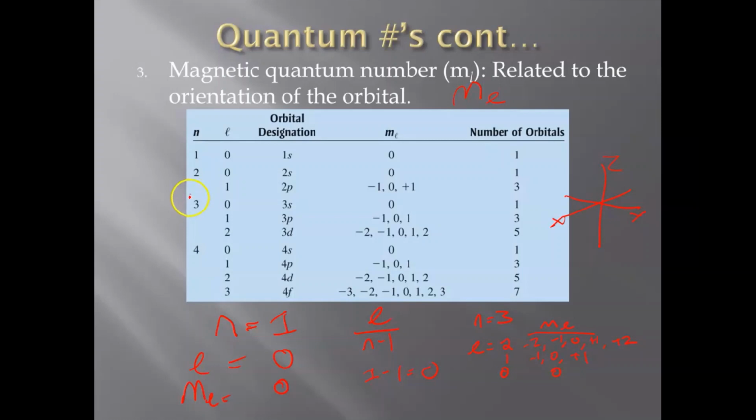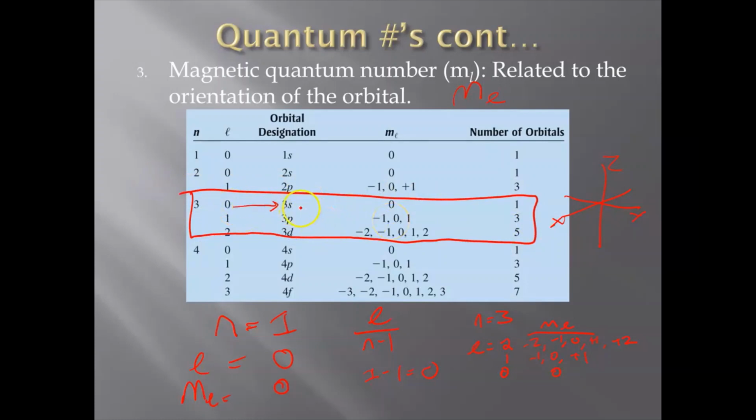If we look at this box here, you have 0, which represents an S shell, and that means that your m sub L is 0, because L is equal to 0. Now, if your L is equal to 1, that represents a 3p orbital, and the range is, like we just said, -1 to +1. And if you look at 2, 2 is -2 to +2.